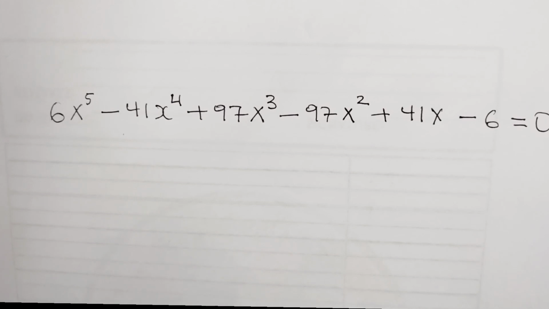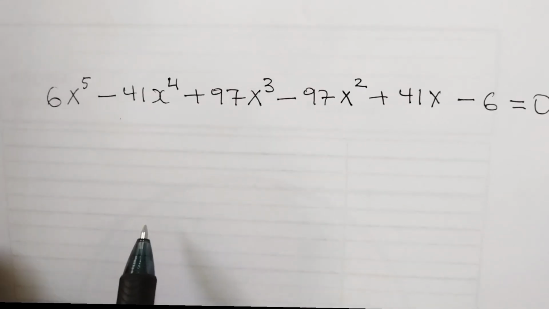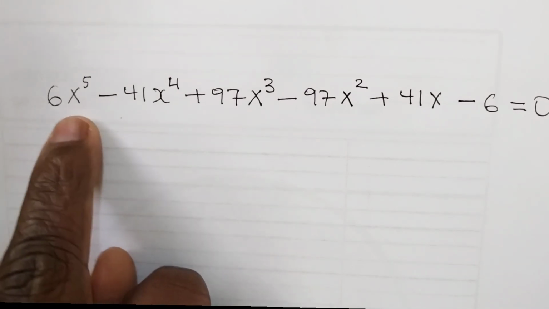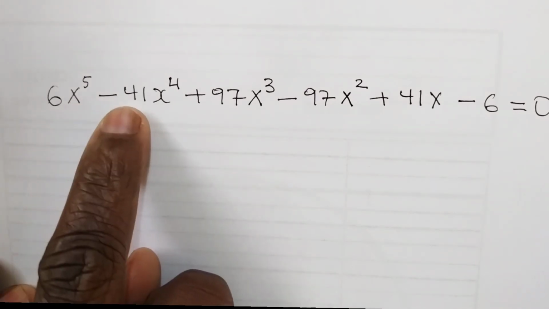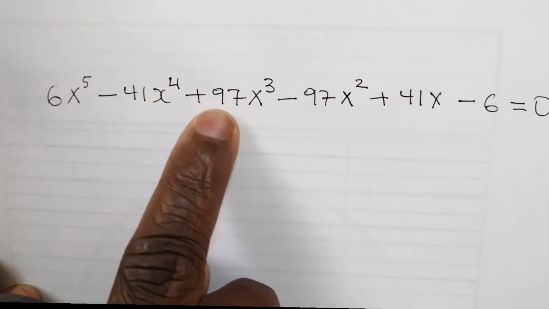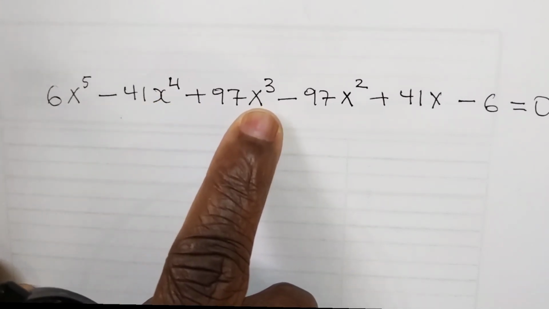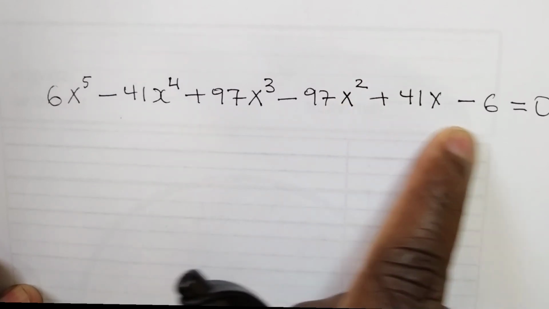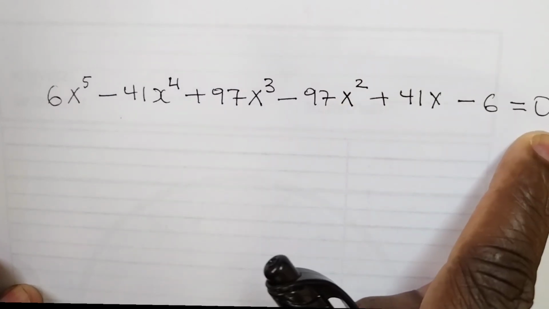We are going to solve this equation, a quintic equation where the highest power of x is 5. Now, how do we solve this quintic equation? It reads as follows: 6x to the power 5 minus 41x to the power 4 plus 97x to the power 3 minus 97x to the power 2 plus 41x minus 6 equals 0.